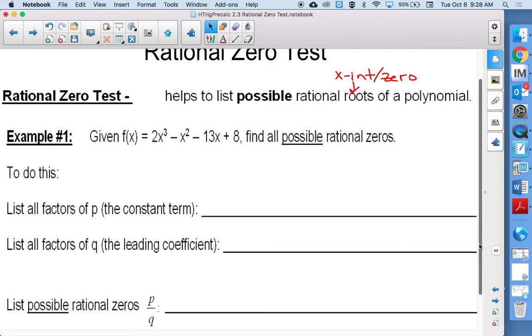So the test, the first part is 3 steps. It says to list the factors of p, which is called the constant term. So the constant term represents p. And it says list the factors of the constant term. So what are the factors of 8? What multiplies together to be 8? That's what a factor is.